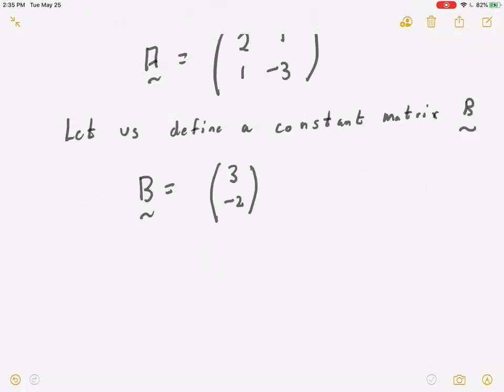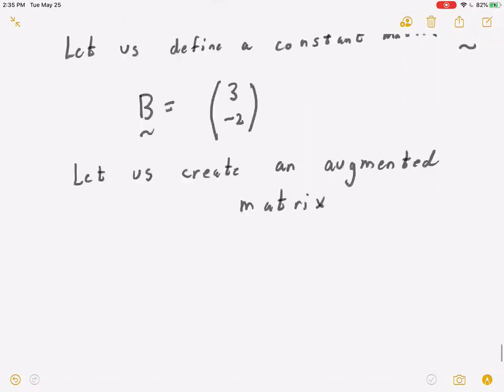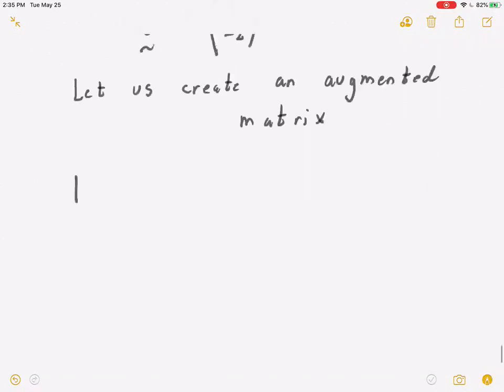The next thing I'm going to do is create something called an augmented matrix. And the way we will tell our audience that we're dealing with an augmented matrix is I'll just take a vertical bar, and then B. I'm taking A and B and fusing them together, gluing them together. So if I do that, this is exactly what I get.